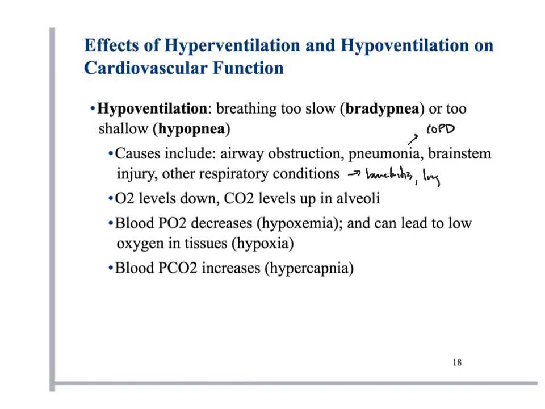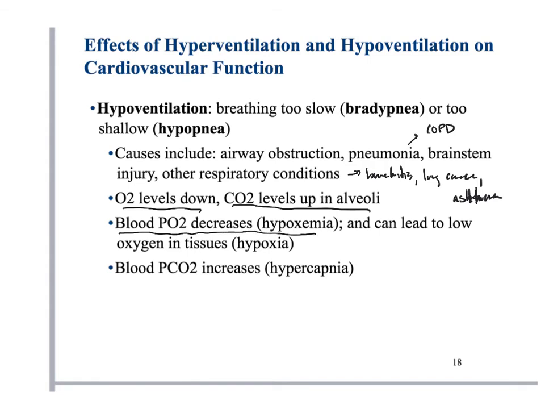You could have lung cancer. You could include asthma. When you're not ventilating the lungs the right way, O2 levels decrease and CO2 levels go up. If O2 levels in the alveoli are low and CO2 is high, you're not going to get that loading of oxygen onto hemoglobin. Therefore, blood oxygen goes down.